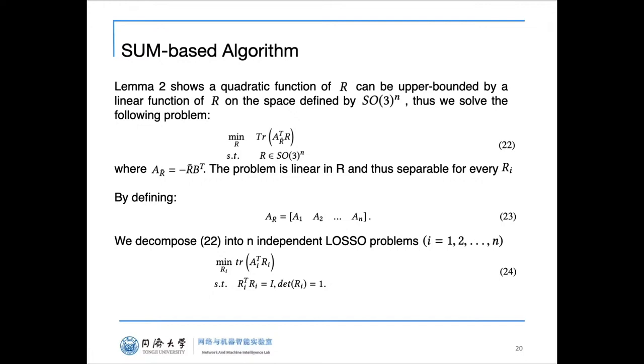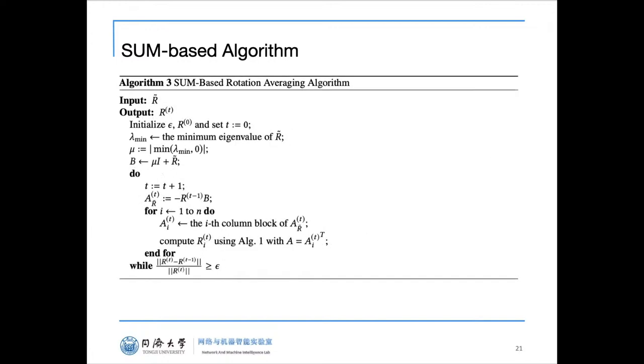Therefore, by writing A R bar as formula 23, we can decompose problem 22 into n independent small problems, which can be easily solved using algorithm 1. The SUM-based rotation averaging algorithm is summarized in algorithm 3.